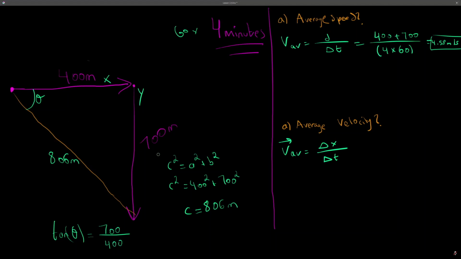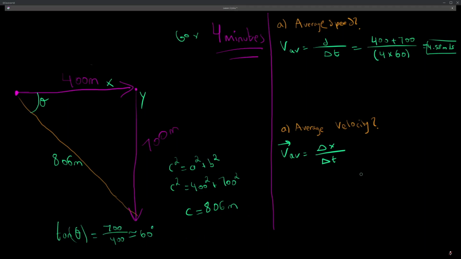We're going to get around 60 degrees. So theta is equal to 60 degrees. So now we can calculate the average velocity. We already have all the givens. So delta x we have here is 806 meters.